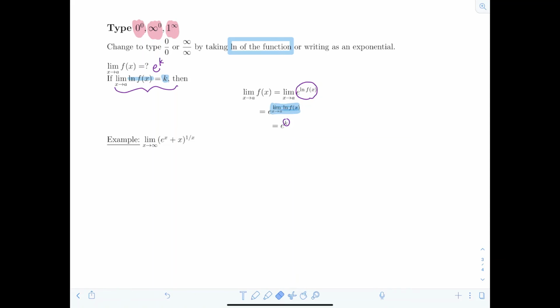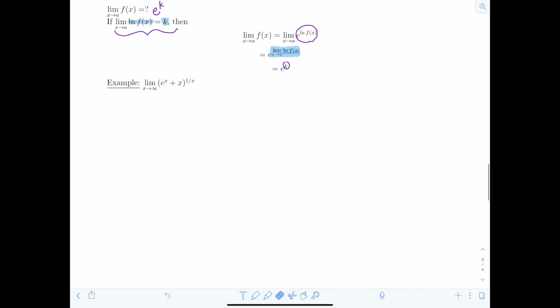Okay, so here's an example. We're going to find the limit as x approaches infinity of (e to the x plus x) raised to the 1 over x. So let's investigate what's going on right now. As x approaches infinity, e to the x is going to infinity. x is also going to infinity. So the base here is approaching infinity. Now let's look at the exponent, 1 over x. As x approaches infinity, 1 over x approaches 0. So notice I have an indeterminate form of the type infinity raised to the 0.